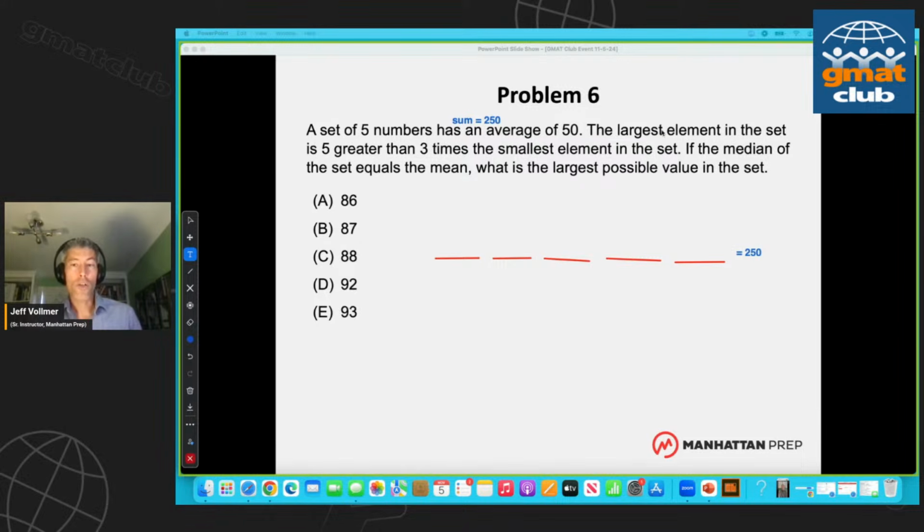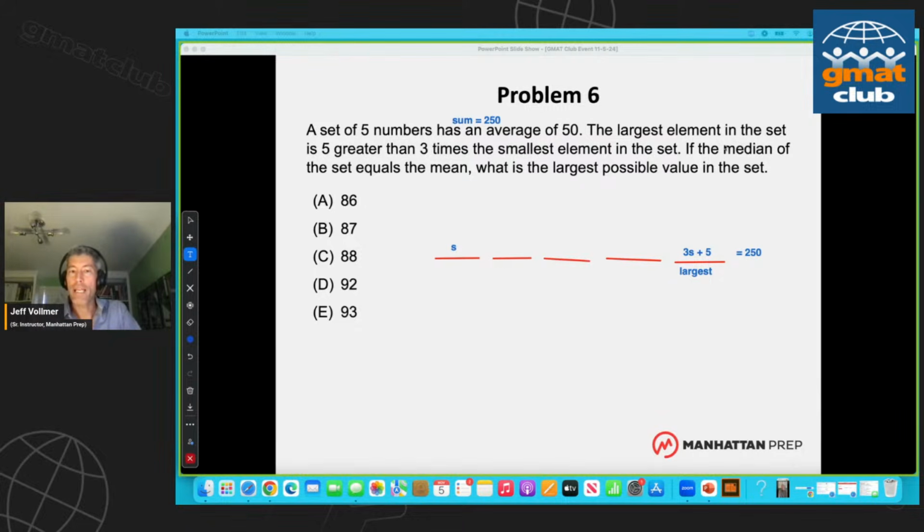Okay, the largest element in the set, let's call this largest. This is 5 greater than 3 times the smallest. Let's call the smallest one S. And then I can put this largest value in terms of S. It's 5 more than 3 times the smallest. So I think something like this: multiply the smallest value by 3 and then increase by 5. That should get me this description.